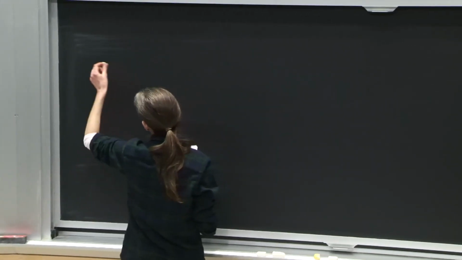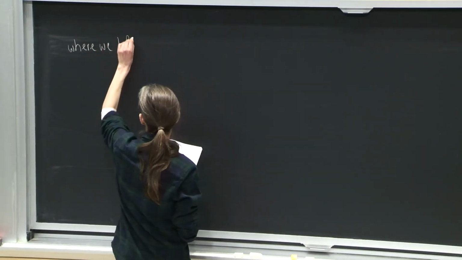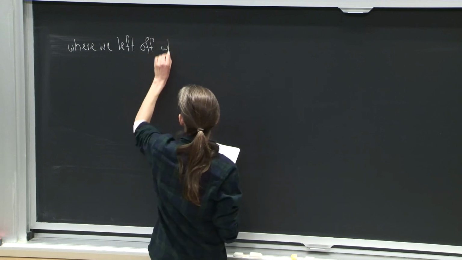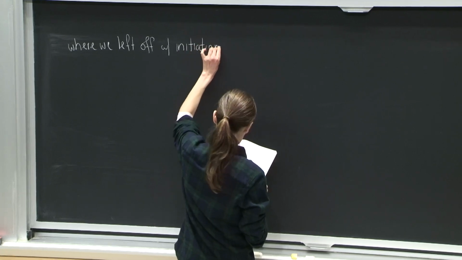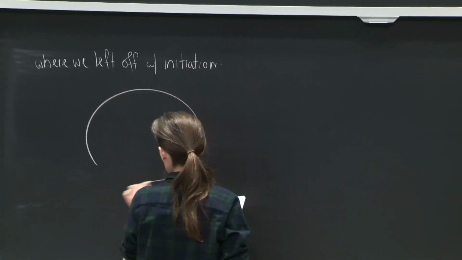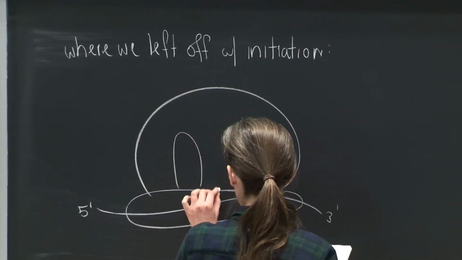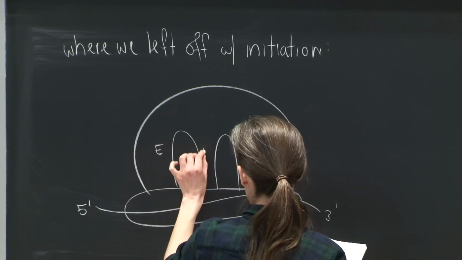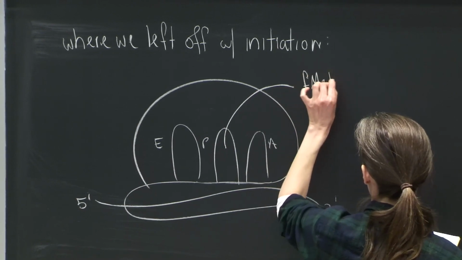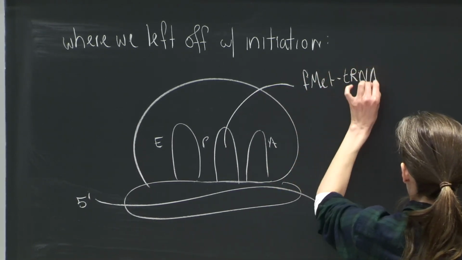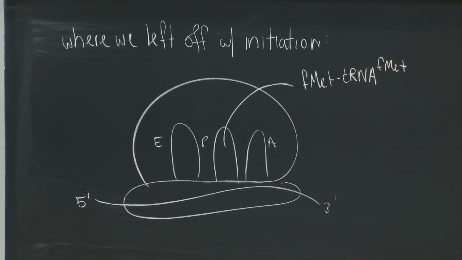Okay, so just in our cartoon where we left off, with the initiation process. Okay, so we have that initiator tRNA in the P site, and the A site is empty.